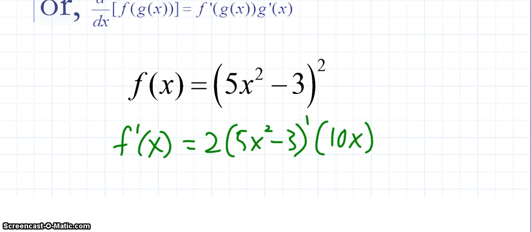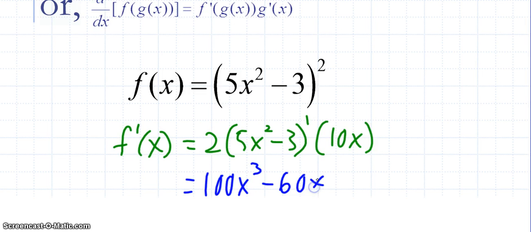Now we could multiply this out, and if I multiply correctly, 10 times 5 is 50, 50 times 2 is 100, x times x squared gives x cubed, so I get 100x cubed. 10 times 3 is 30, 30 times 2 is 60, so I get minus 60x. So I get the same derivative.